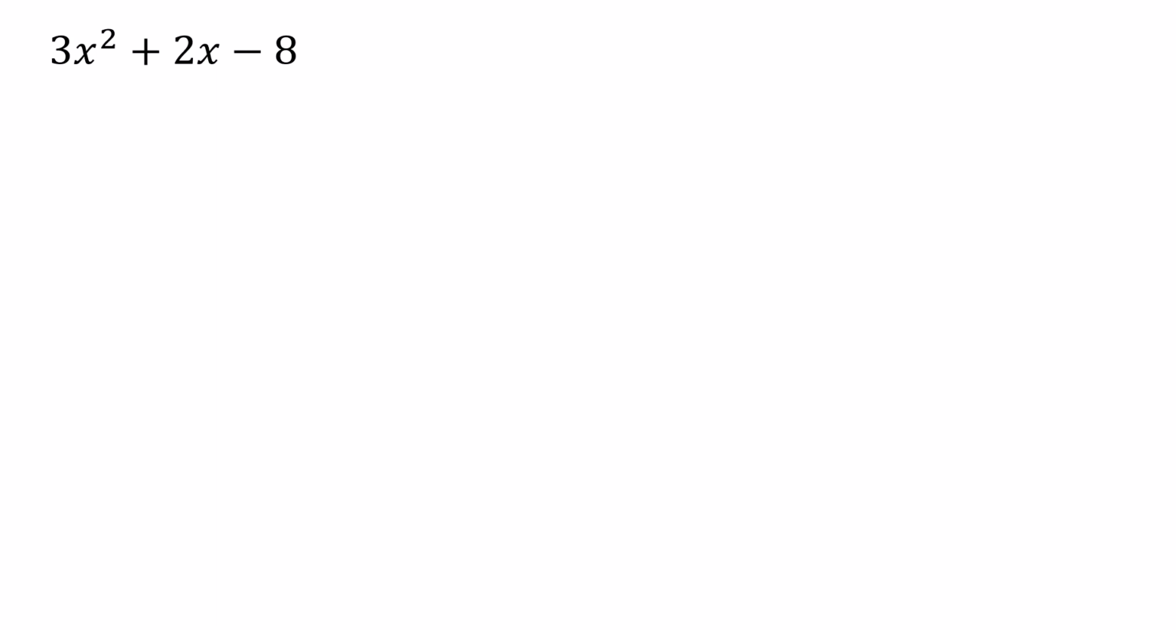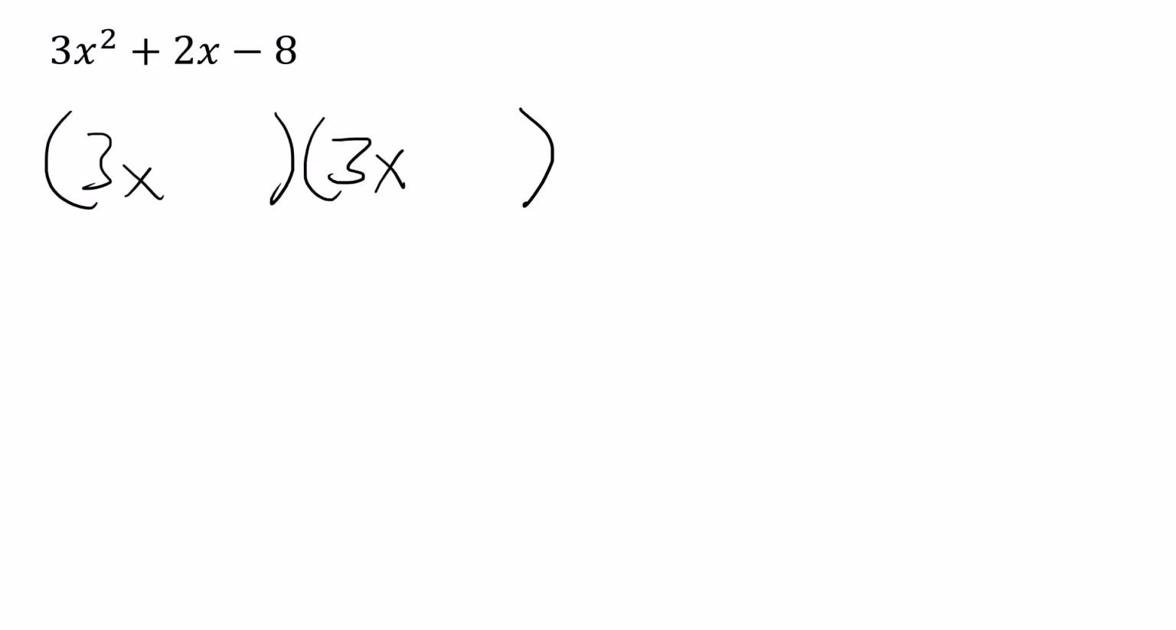Here's a quick and easy way to factor called the Berry method. What we're going to do is make sure that there are no GCFs. In our case, 3x squared, 2x, and negative 8 don't. So we're going to move on to our next step in the Berry method, which is to take out that first term and rewrite it twice without the square.